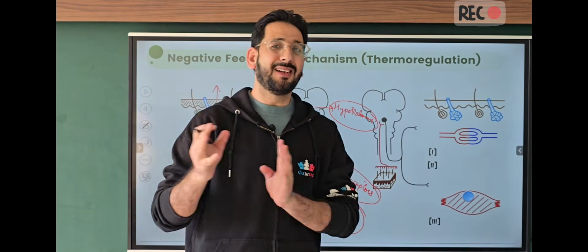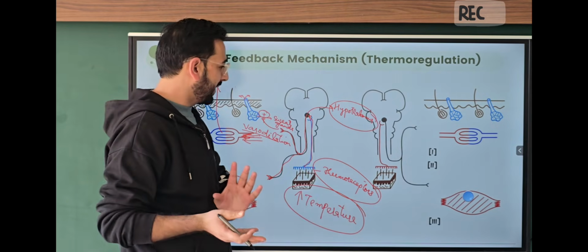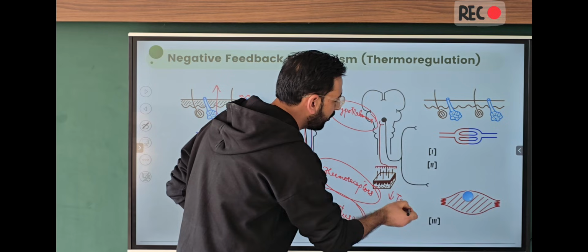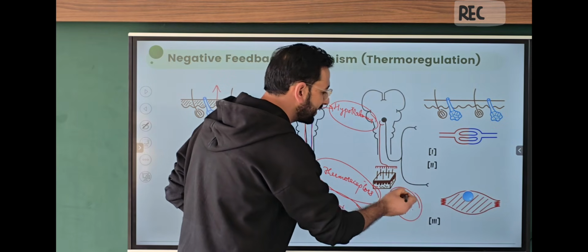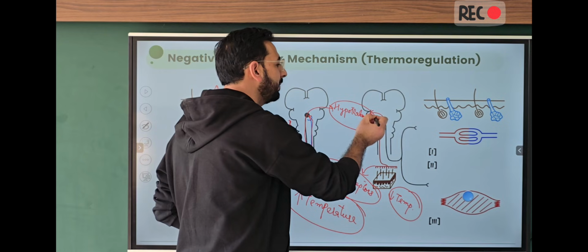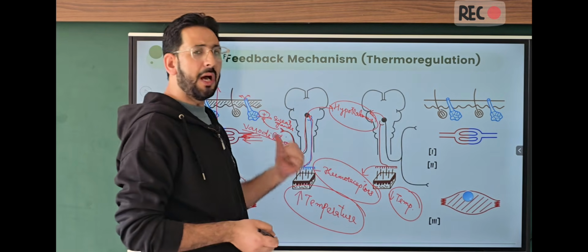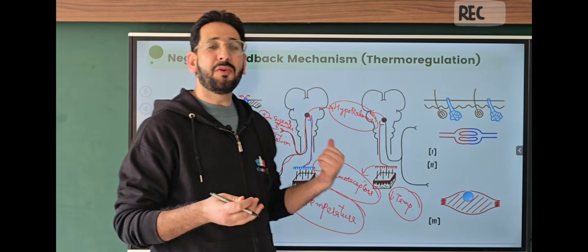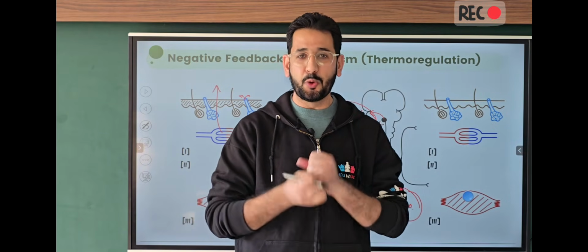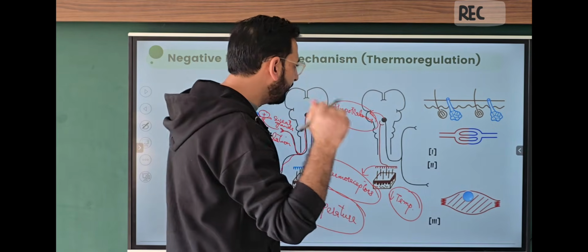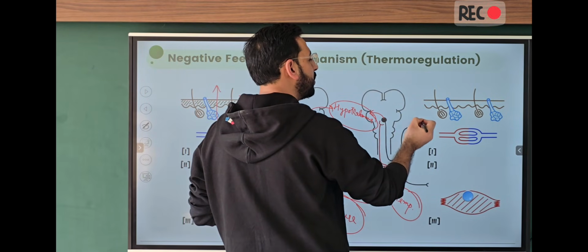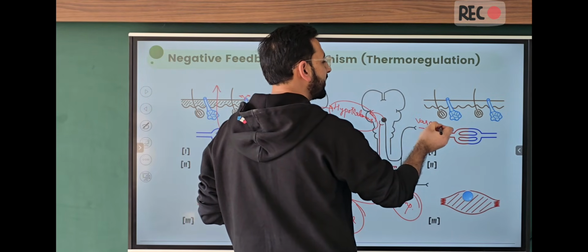Now, in opposite to this, if there is decreased body temperature, the opposite is going to happen. This will be sensed by the thermoreceptors, it will be taken to the hypothalamus, and the hypothalamus will do the opposite. In this case, it has to generate more heat, it has to conserve more heat. Now what is going to happen is, in this case, the hypothalamus is going to lead to vasoconstriction.